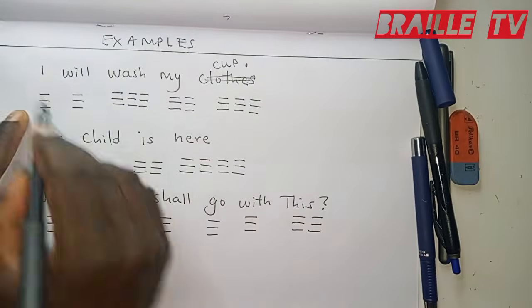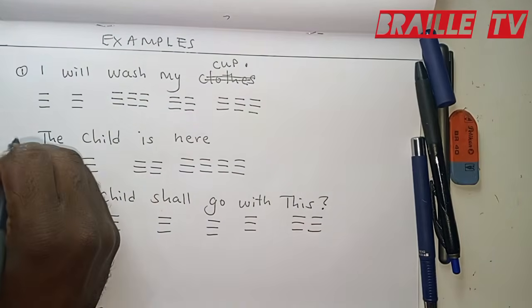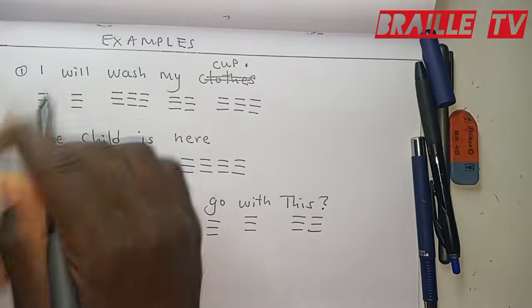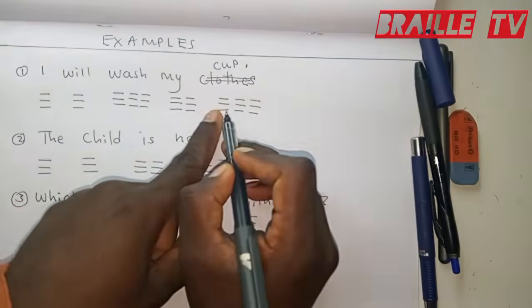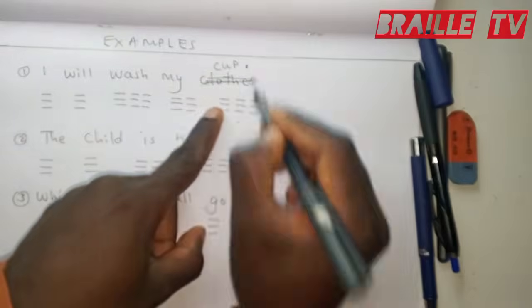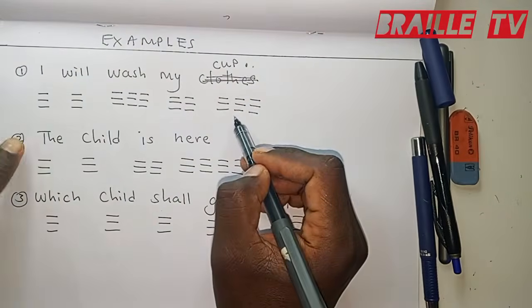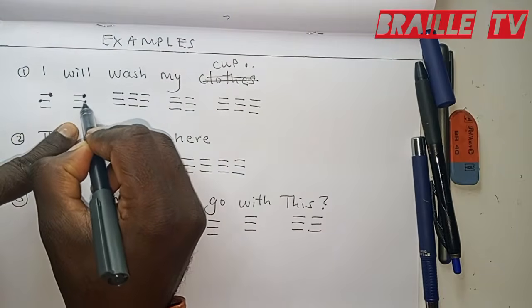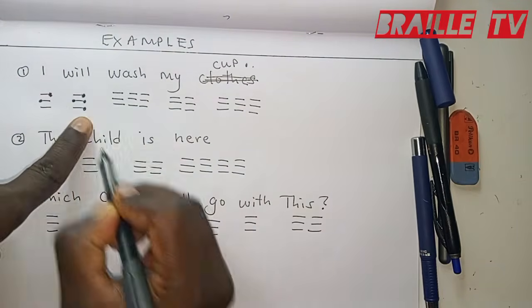Okay, so the first example, we have 1, 2, 3. These are 3. Okay, I will add some more. I will wash my cup. Okay, I will wash my cup, full stop. Here what you do is like this. I will, remember I told you will is W, standalone.